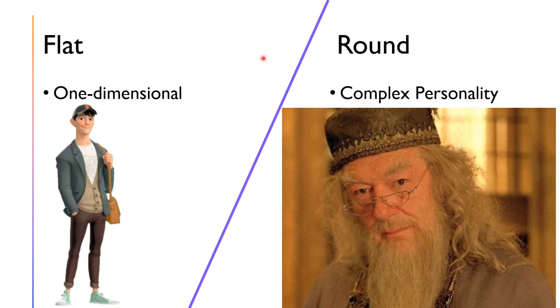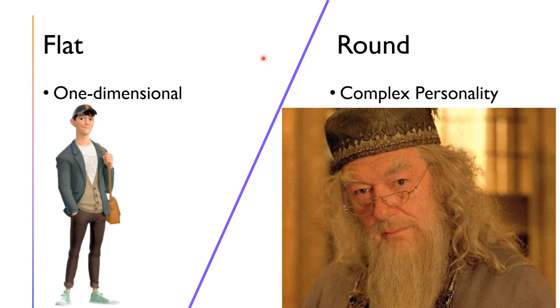Now, there might be some questions: is a round character the same as a dynamic character, or is a flat character the same as a static character? Now, there are instances where a static character can be a round character. Why? Just like Dumbledore here.